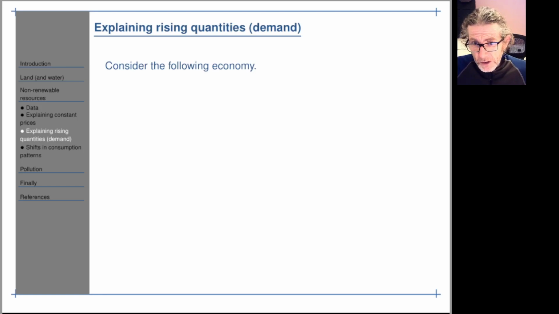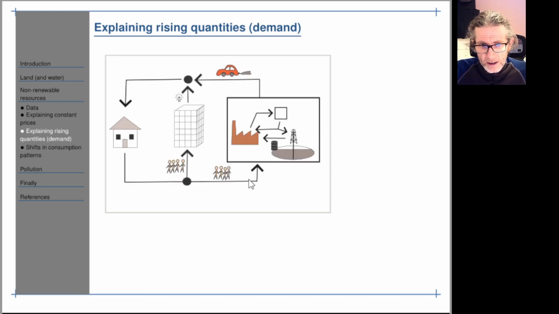Okay, so now the second video on explaining rising quantities, and we're going to look a little bit more in detail at what happens. So here we've got a model. Households sending labor off to one of two sectors. One is like an immaterial sector, and one is a material sector.